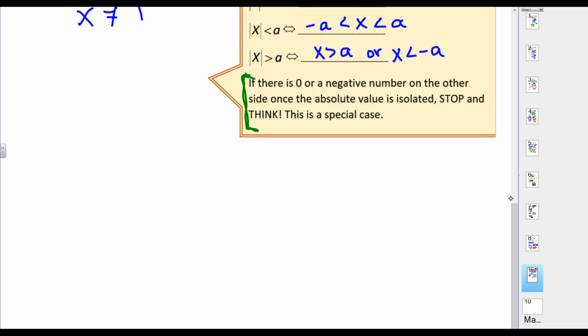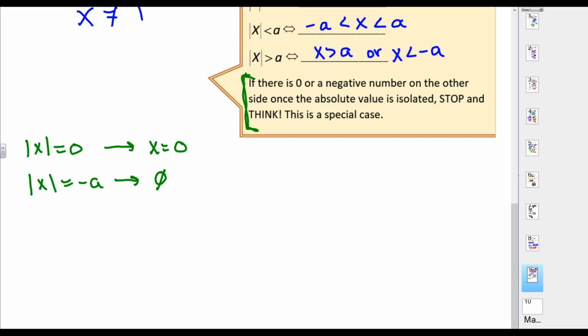So what if you get the absolute value of x is equal to 0? Well, that means that simply x happens to be 0. If you get the absolute value of x is equal to a negative number, that means there is no solution because your absolute value can never be negative. All right, so that's when we've got our equality going on.